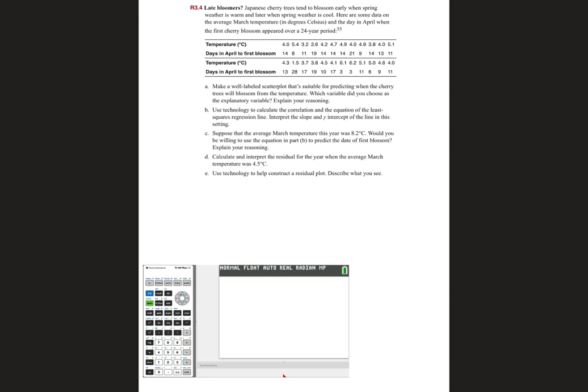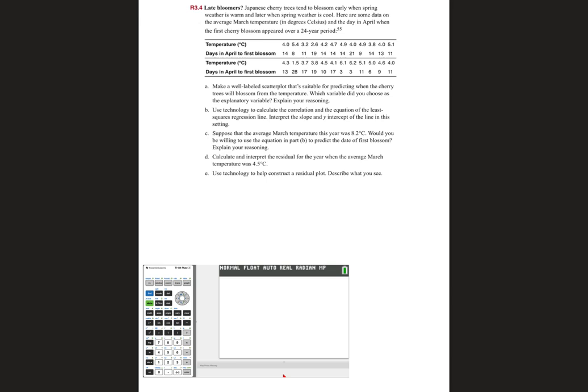Okay, this is really the only problem where you are using your calculator a lot, actually using the statistics features rather than just doing calculations. Okay, so this says late bloomers. Japanese cherry trees tend to blossom early when spring weather is warm, and later when spring weather is cool. Here are some data on the average March temperatures in degrees Celsius and the day in April when the first cherry blossom appeared over a 24-year period.